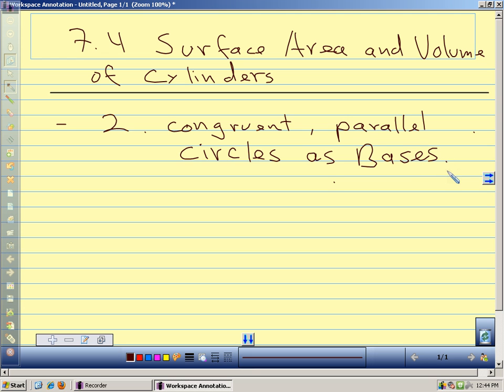So already the way that we're talking about a cylinder is similar to the way we talked about prisms. We have two congruent parallel circles as bases. The other thing is with prisms, our sides, our lateral faces were polygons. For a cylinder, we have a curved lateral face. And remember, lateral face is the same as a side. We're just talking about the side. So we can think of the side of a cylinder as just one curved surface.